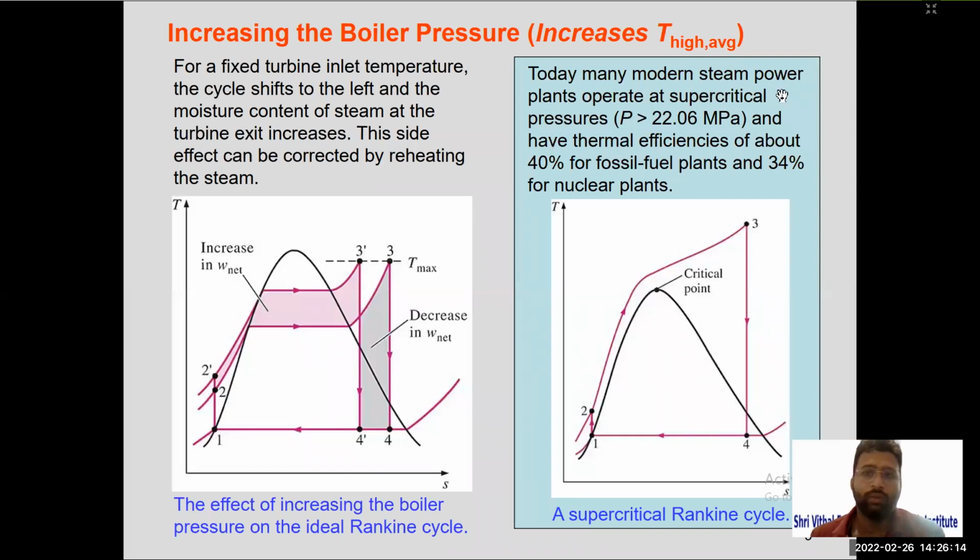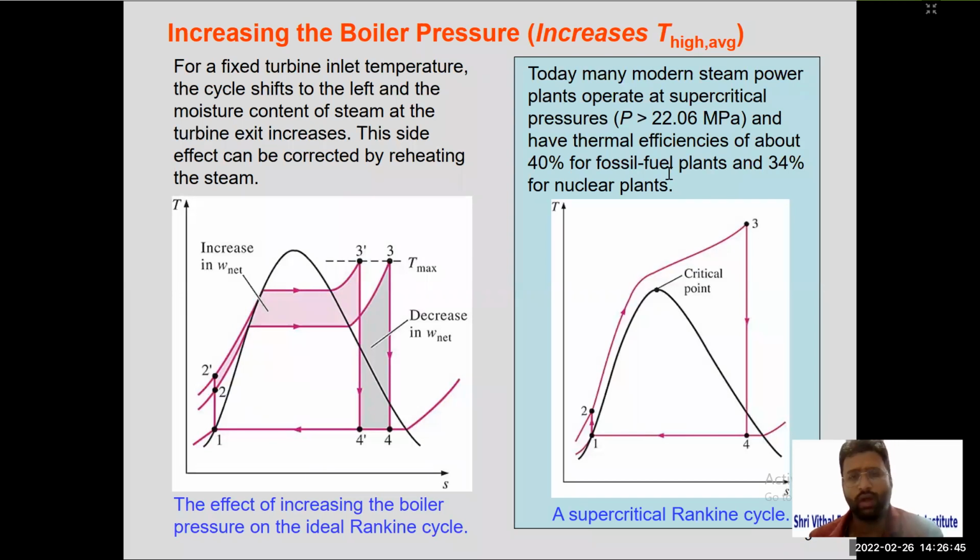Today many modern power plants operate at a supercritical pressure, that is 22.6 megapascal, as we have seen. This is the saturation curve, and the apex point here is the critical point. At the critical point, we need not give the latent heat. The liquid is directly converted into dry steam. Such plants have thermal efficiencies of about 40% for fossil fuel plants and 34% for nuclear power plants.